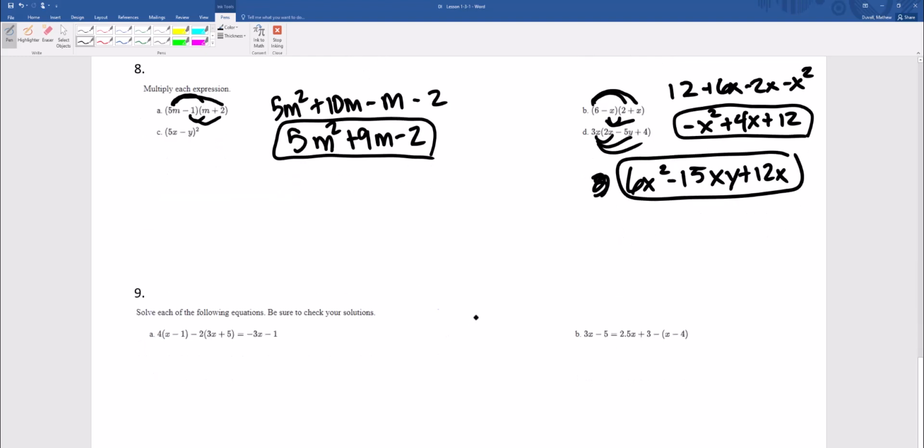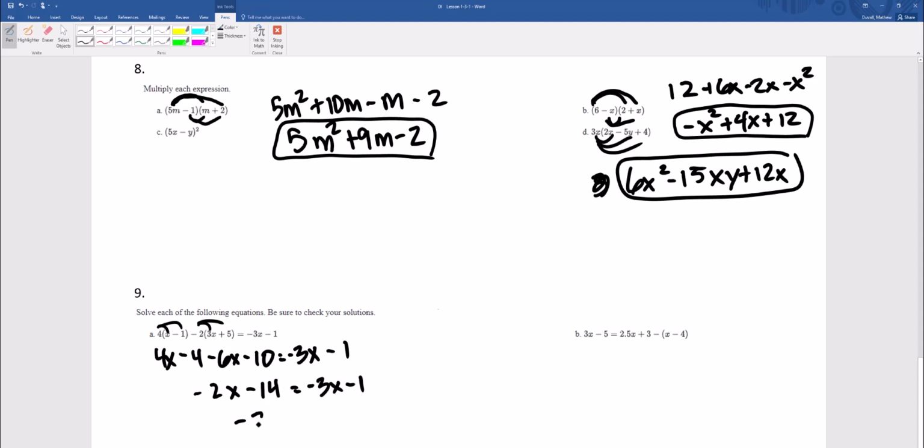Solve each of the equations below. So this looks like it's linear, so we just have to distribute the 4, distribute the -2, and combine things together. Negative 2x, negative 4, negative 10, minus 14. So add the 14. That's plus 13. Add the 3x. So that's going to be x equals 13.